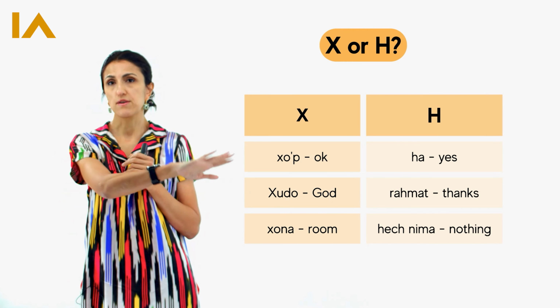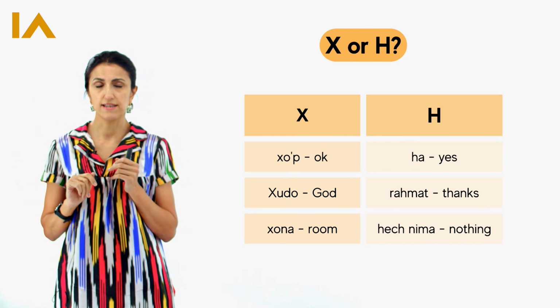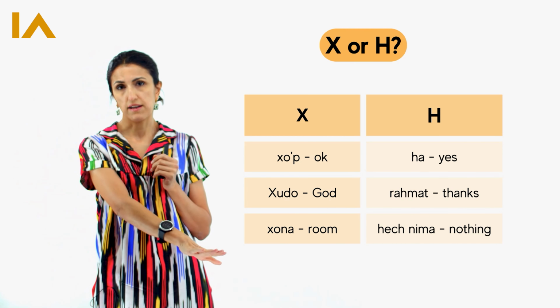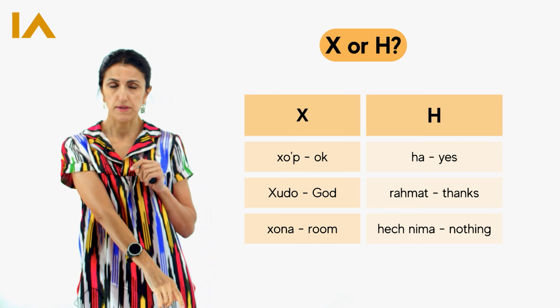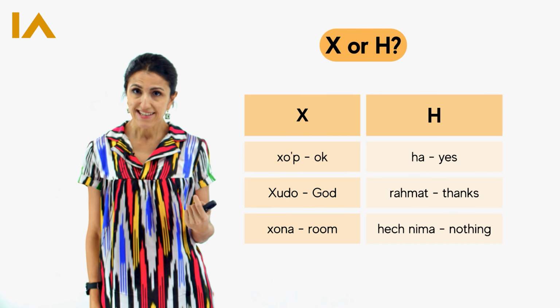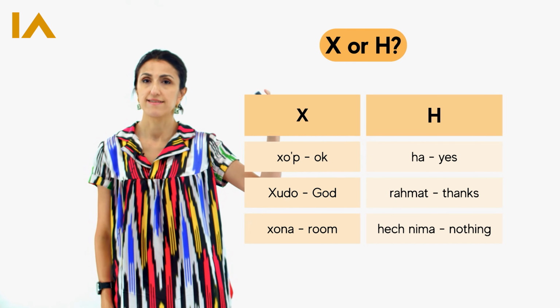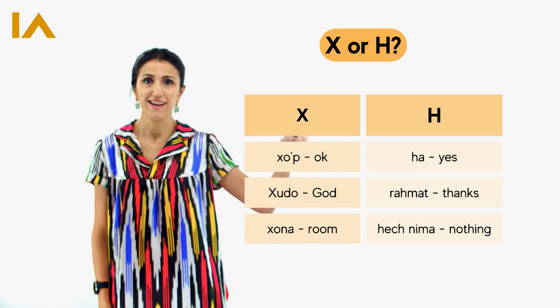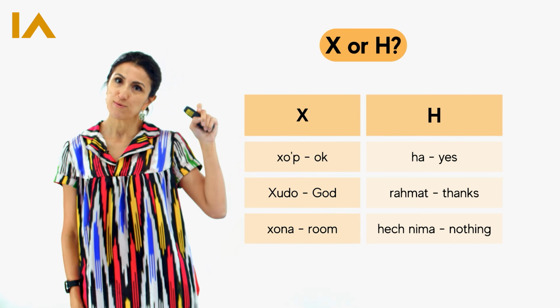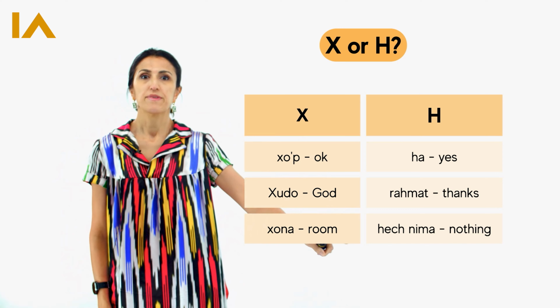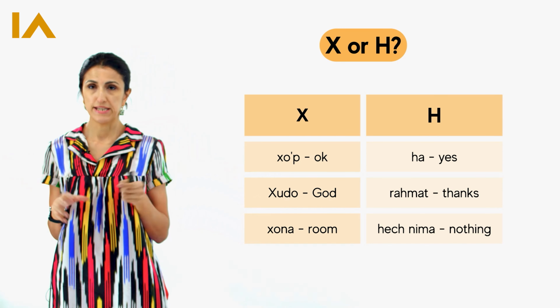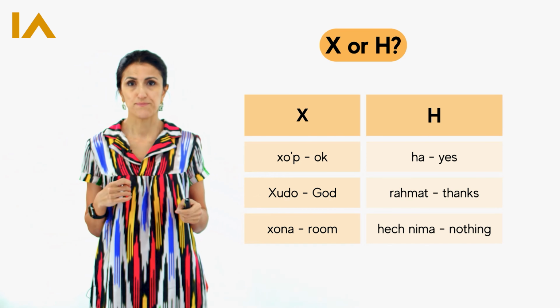Or, for example, you have seen lots of pharmacies in the city, in Tashkent, and Dorkhana also comes with X. And when we say yes, we say ha, it's H, it's yumshak. Rahmat is also yumshak, means soft. And for example, hechnama means nothing, also comes with yumshak.